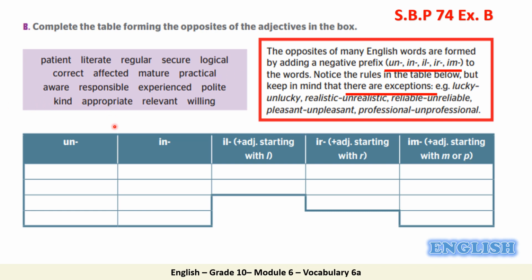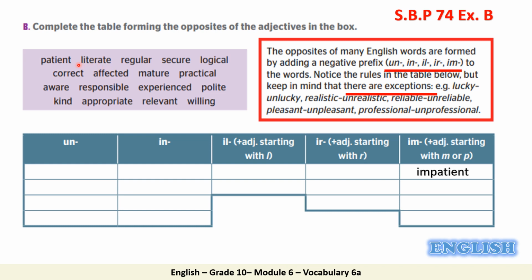Let's find out the answer. I want you now to pause the video for a while and to try to put each adjective under the correct prefix. And now let's start. The first adjective here is patient. And what's the initial letter of this adjective? It's P. That's correct. So what is the suitable prefix for the word patient? It's impatient.